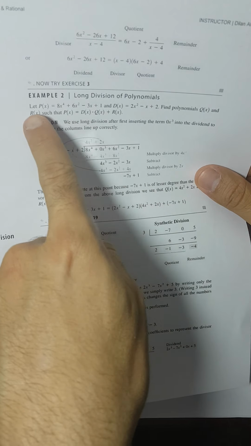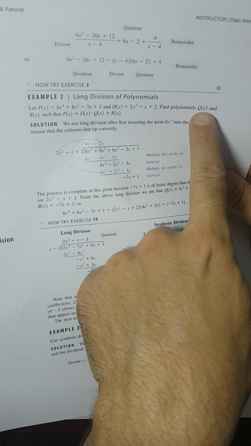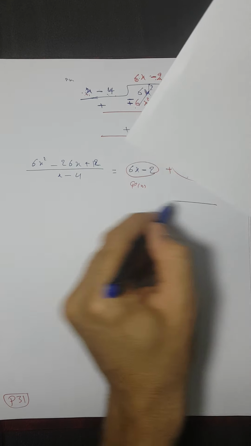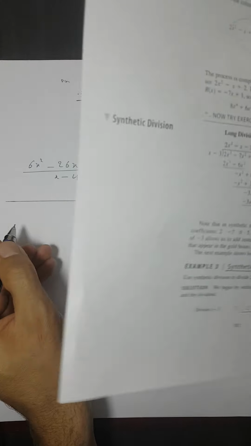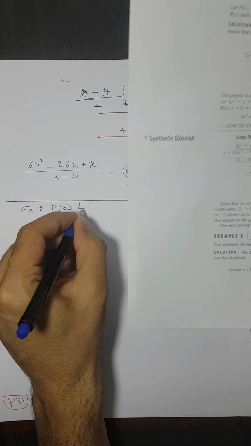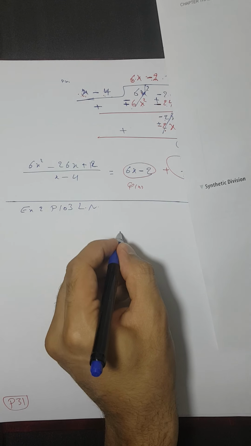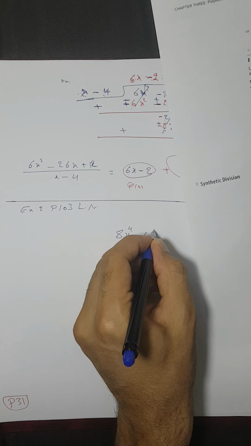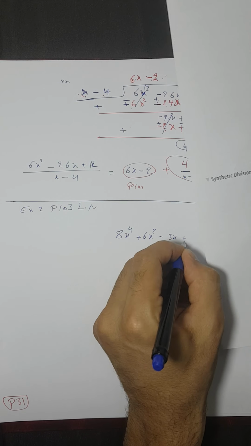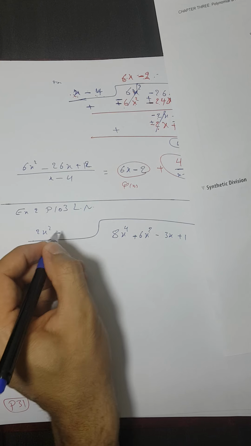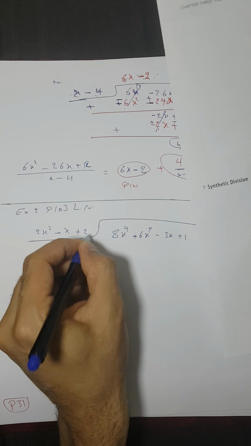Let me find the polynomial q of x. If you have d, here's d, find q of x. Now I'm going to solve this example for you. In example 2, page 103 in your lecture note, we have 8x to power 4 plus 6x squared minus 3x plus 1, divided by 2x squared minus x plus 2.